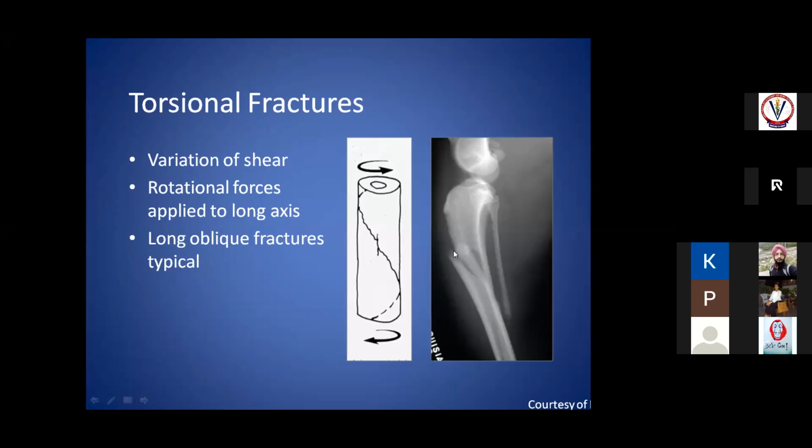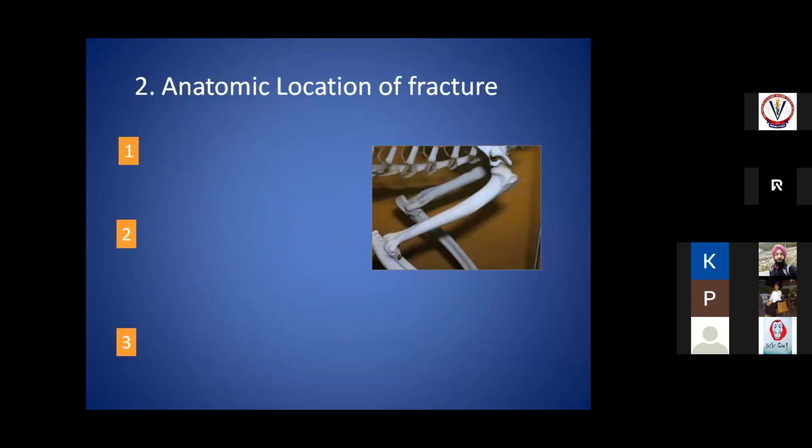The fracture line is starting from here. It is crossing the diaphysis of the tibia and also going to the other side of the tibia, resulting in an S-shape. The S-shape is because this fragment is rotating anti-clockwise and this fragment is rotating clockwise, resulting in a typical long oblique fracture. So if you see a long oblique fracture on an X-ray, the first force that should come to your mind is torsional or rotational forces.